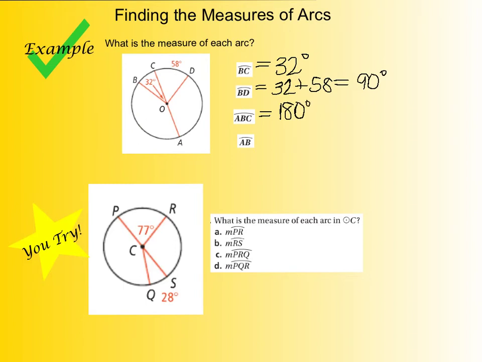Lastly, we want to find the measure of arc AB. Well, if this whole ABC is 180 and BC is 32, then we'll just take 180, subtract 32, and we'll get our arc measure. So 180 minus 32 is 148 degrees. Alright, so now I want you to try the same thing. You have your picture below. Find the measure of each arc in circle C.